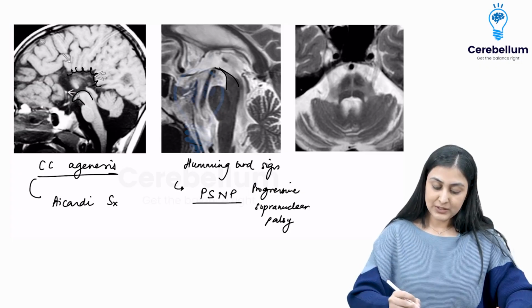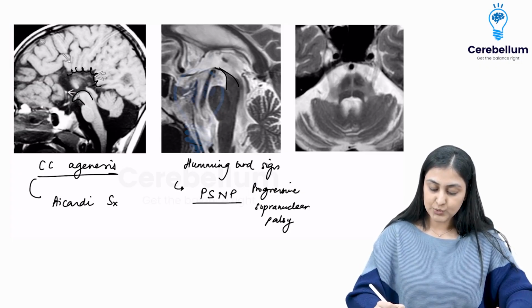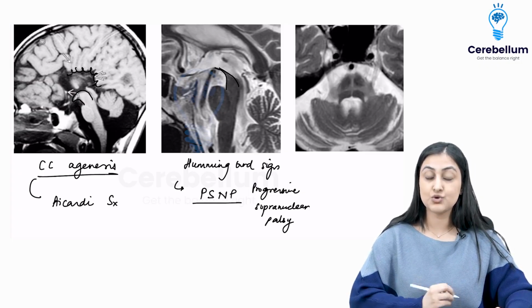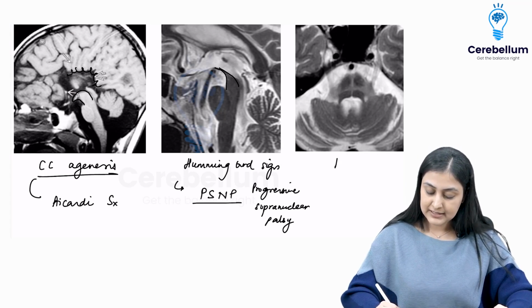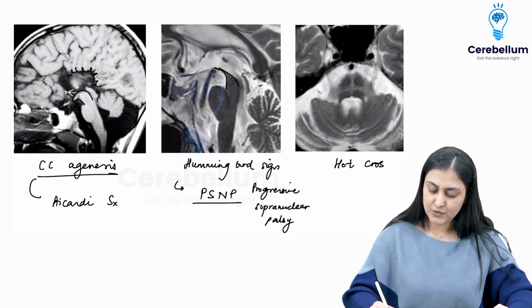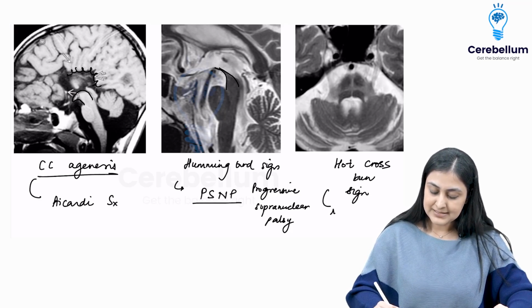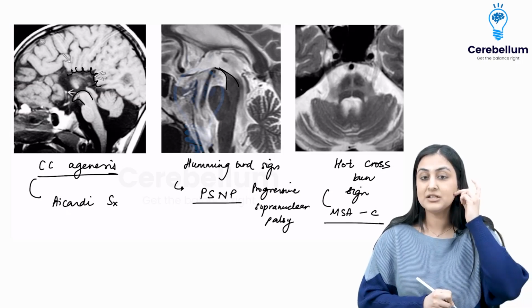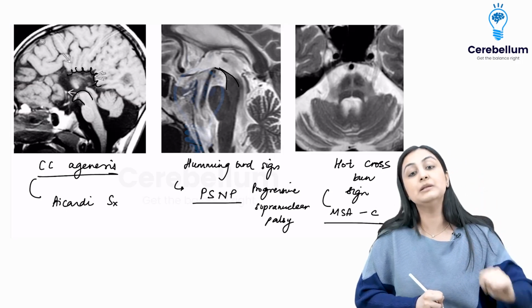Okay, the next one, where the pons is showing you this hyperintensity, this cruciate hyperintensity, is called the hot cross bun sign, which is seen in MSA, multisystem atrophy of the C type, the cerebellar type, and this is also a Parkinson plus syndrome.